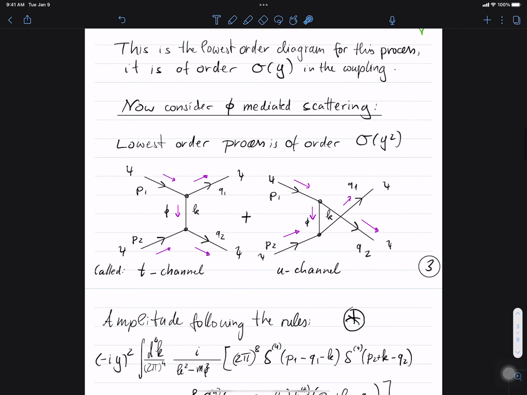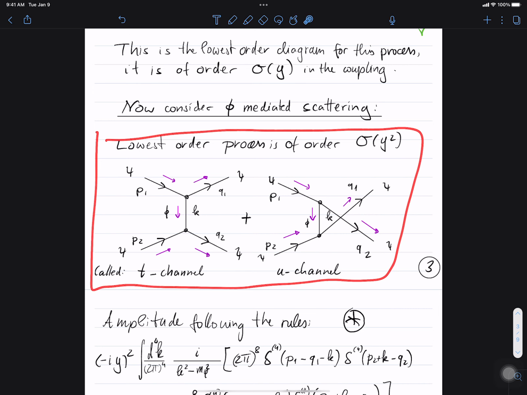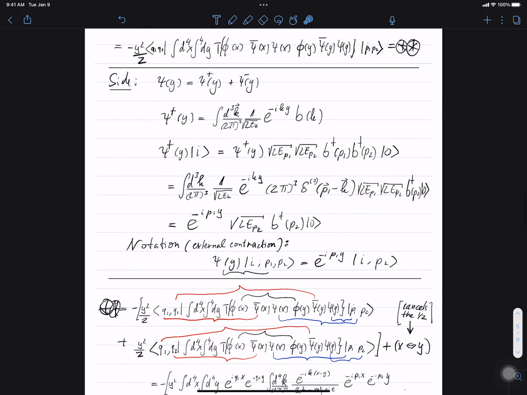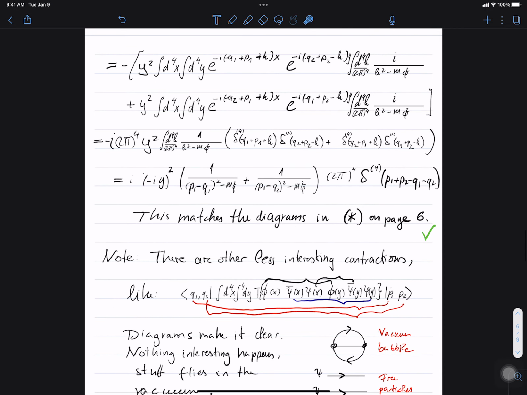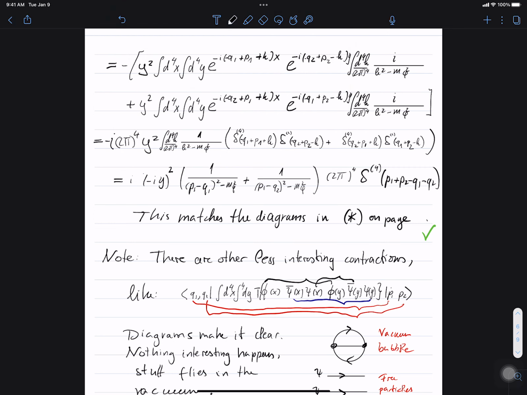Well, it's actually page 3, never mind. So this matches exactly this diagram and the amplitude that we constructed from it. And let's call page 6 page 3, because it is page 3.